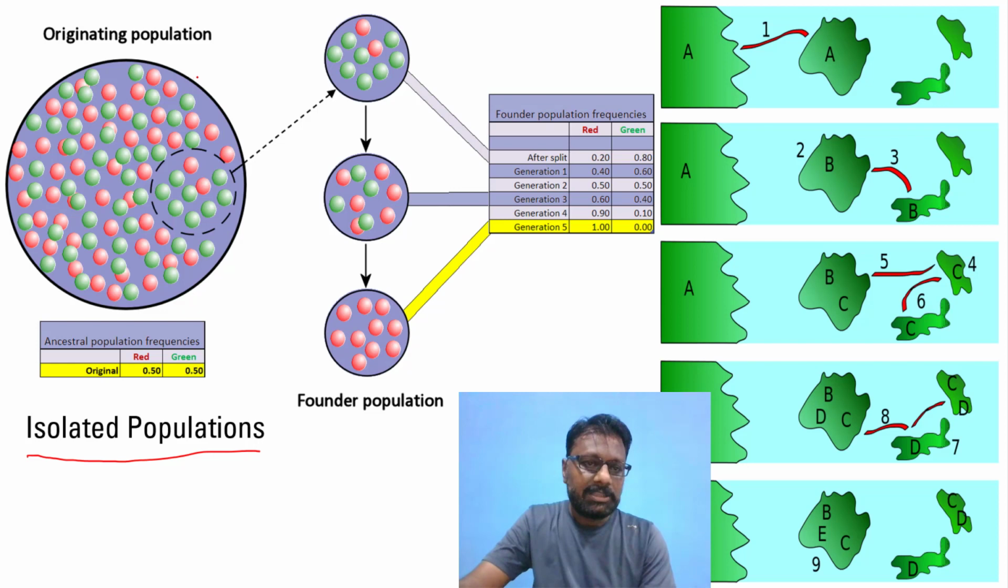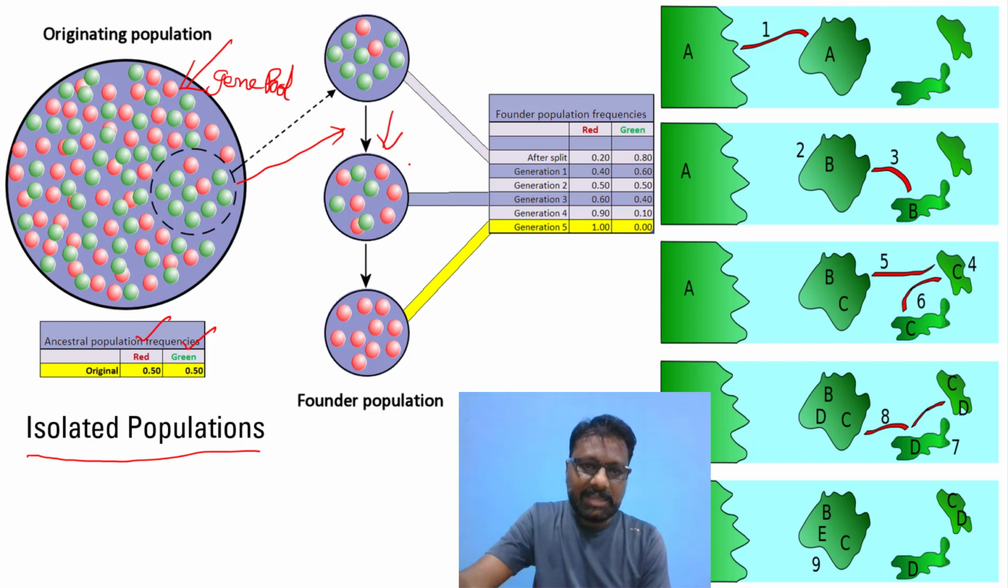So when we talk about genetic drift in the case of isolated populations, this is in general considered the original gene pool. Initially, the red alleles and the green alleles are in a 50-50 ratio, but if this original population splits into smaller populations by an isolation mechanism, gradually, purely by chance, there is a change in the allelic frequency, where the population consists of only a single type of allele among the two types of alleles.